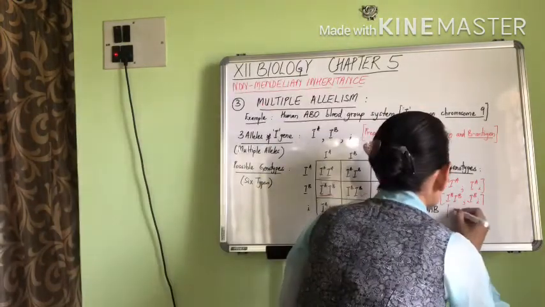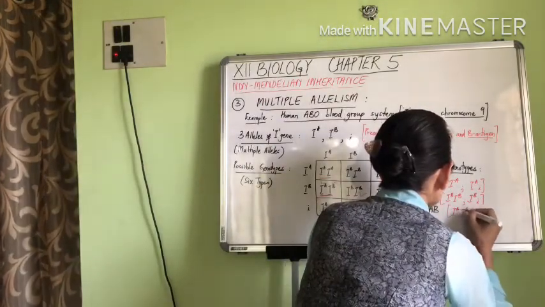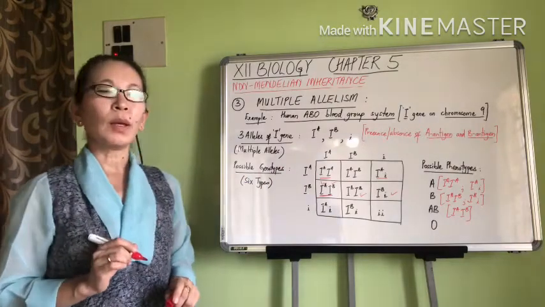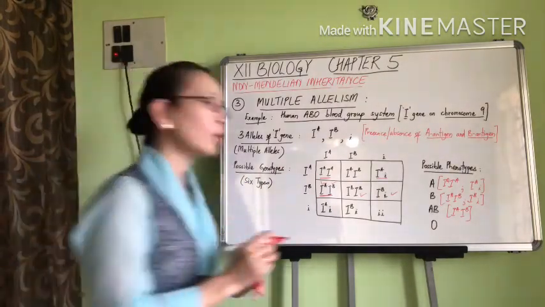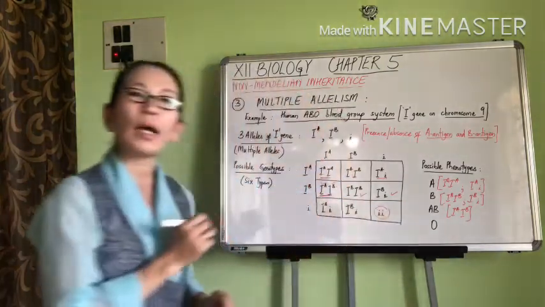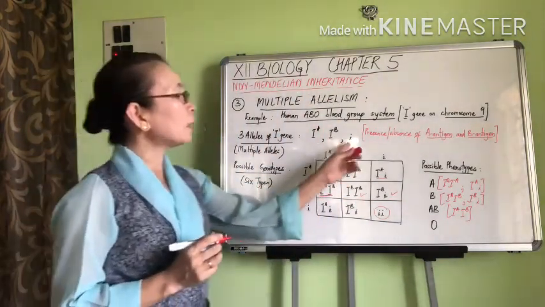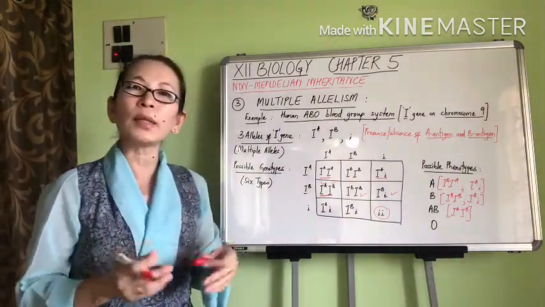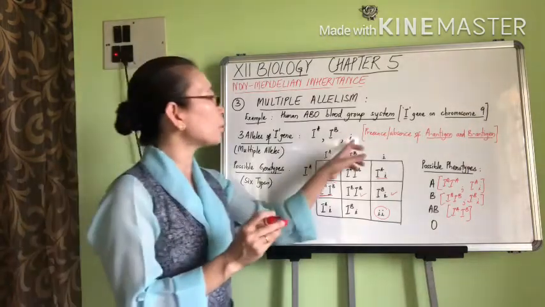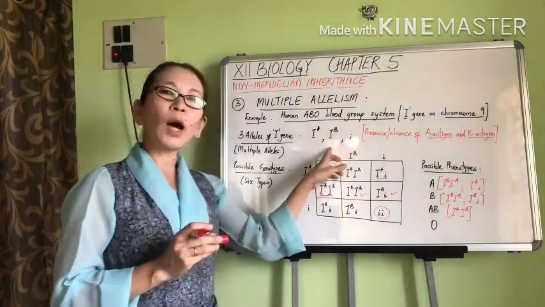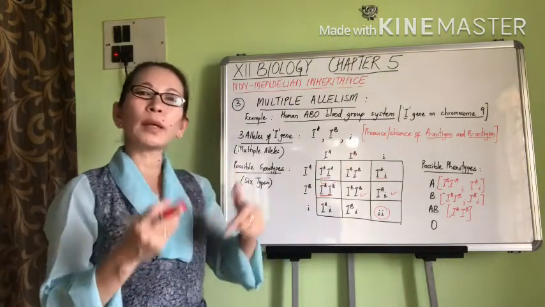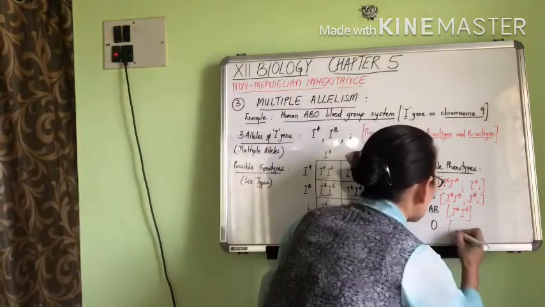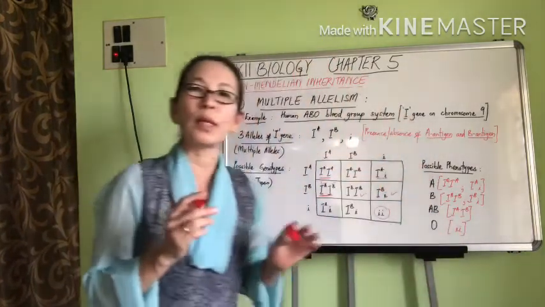So AB individuals always have only one genotype, which is heterozygous IA IB. And for O individuals, the only genotype they can have is small i, because as I said, this third allele small i is written in lowercase because it is completely recessive. It is completely recessive to IA and to IB, and so for it to express, it needs to exist in a homozygous state. So O individuals always have a homozygous recessive genotype.